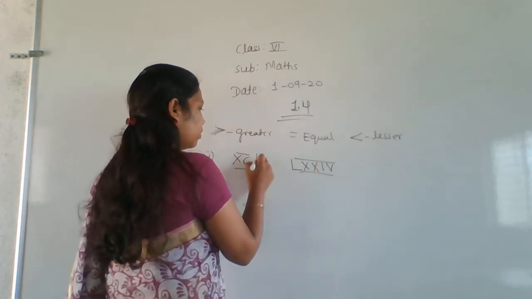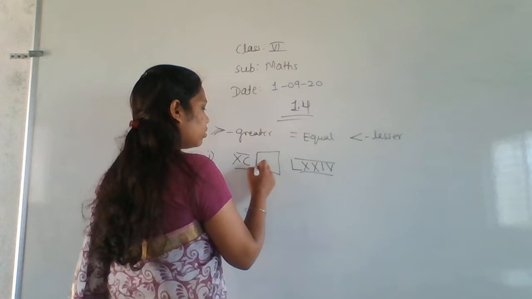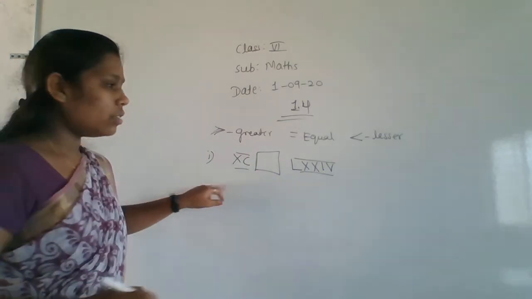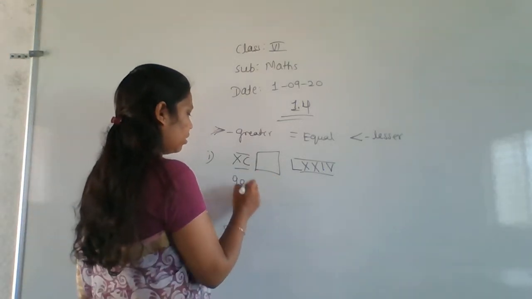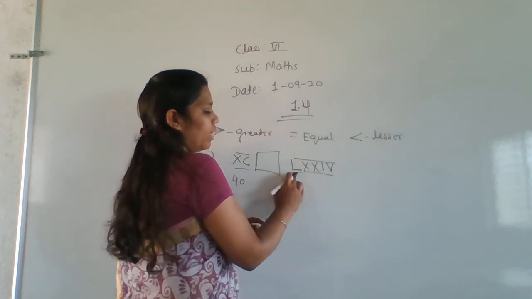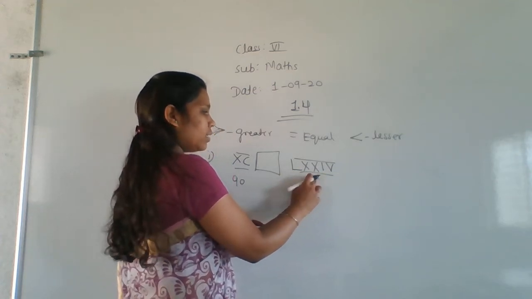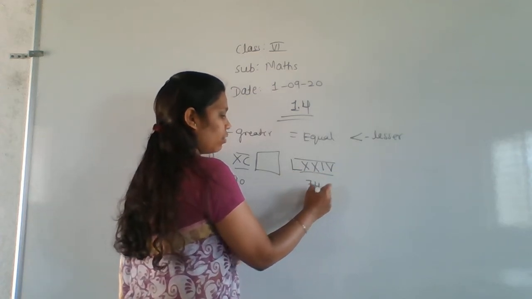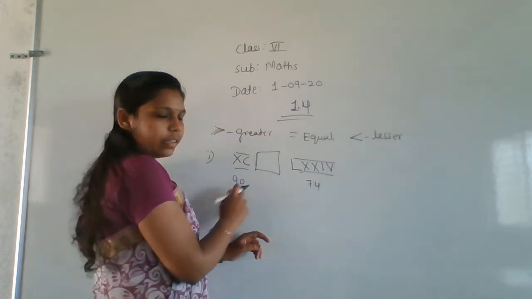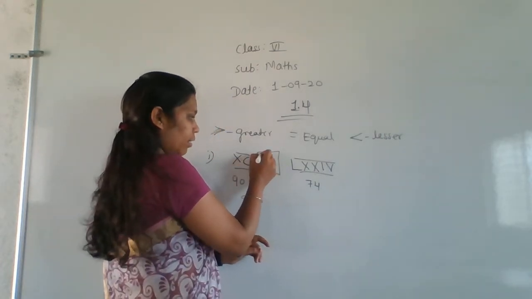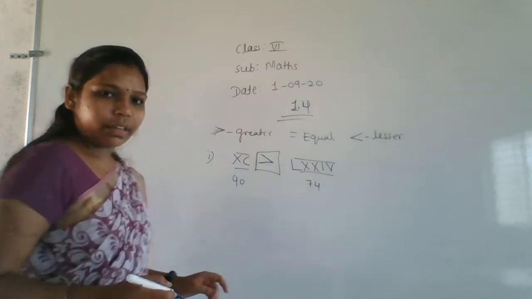This one number and this one number, they are given here in the box. XC means 90, and L means 50, 60, 70, it is 74. And this is greater, right? So put the greater sign. This is greater. Okay.